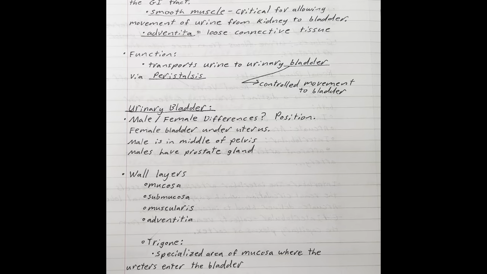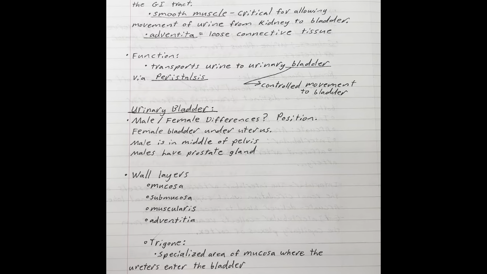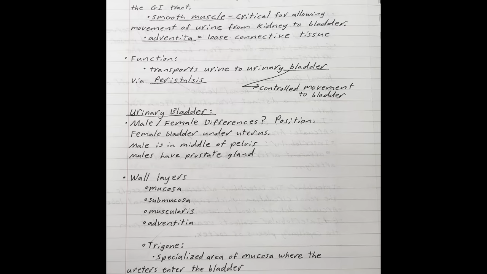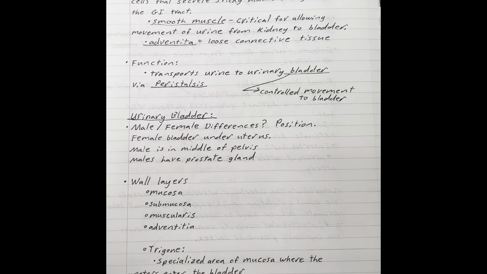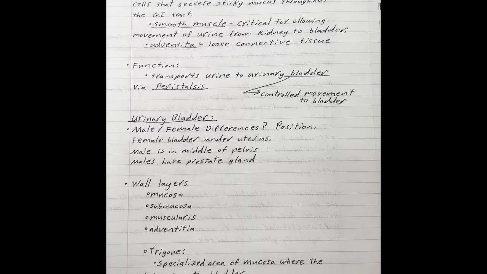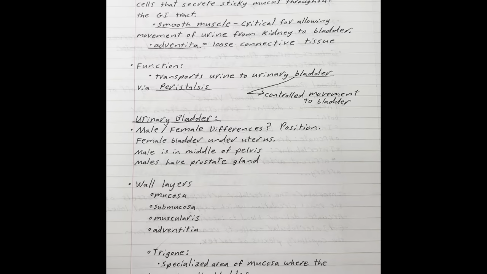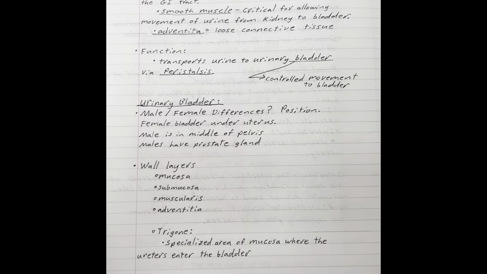Urinary bladder, male and female differences. The difference is position: the female bladder is under the uterus, while the male bladder is in the middle of the pelvis. Males have prostate glands. Those are the differences between the male and female urinary bladders.